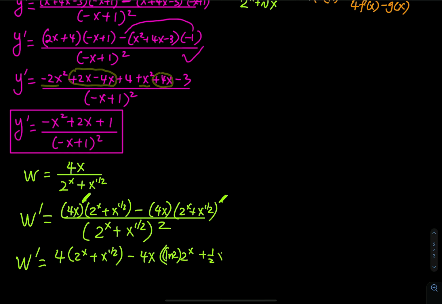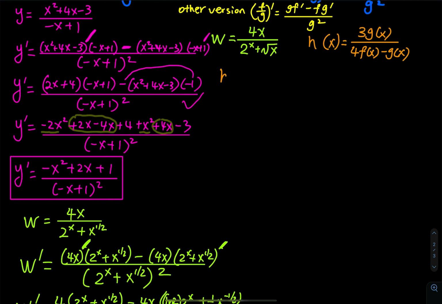So if you want to do any more expanding or simplification, you do it yourself. So let's go to the third problem. For the third problem, we don't have an exact function over there. So we have h of x equals 3 times g of x divided by 4f of x minus g of x.